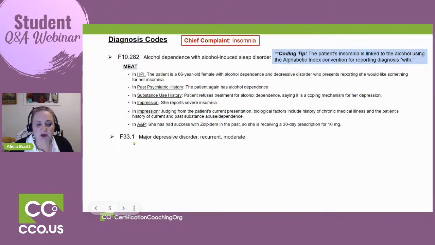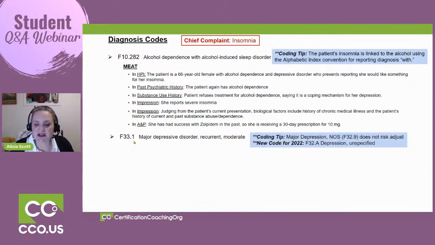So F33.1, not F32, because that's the single episode one. We know this is recurrent. Is it MDD recurrent moderate? So it's a .1. And then depression, F32.9, or even F32.A, that does not risk adjust, but major depression not otherwise specified, F32.9.